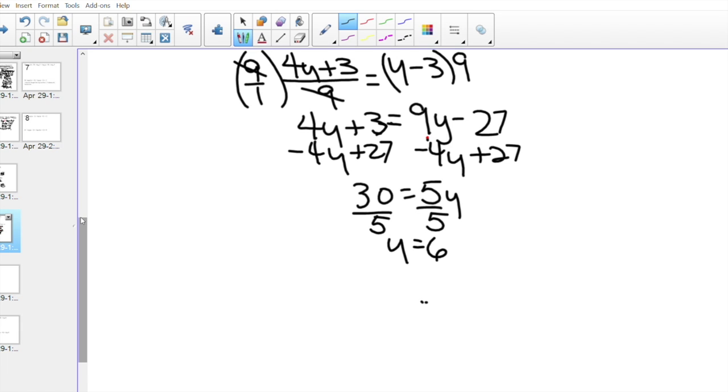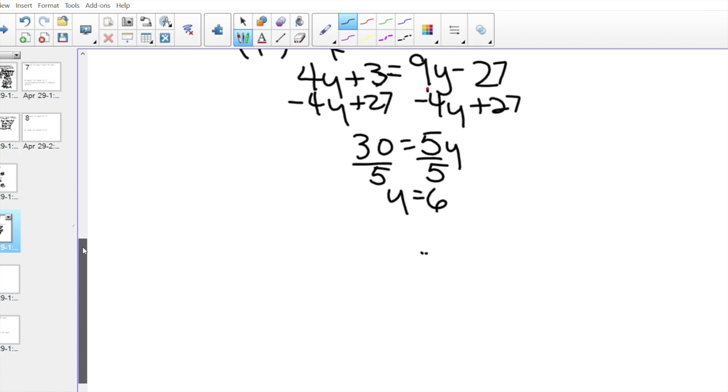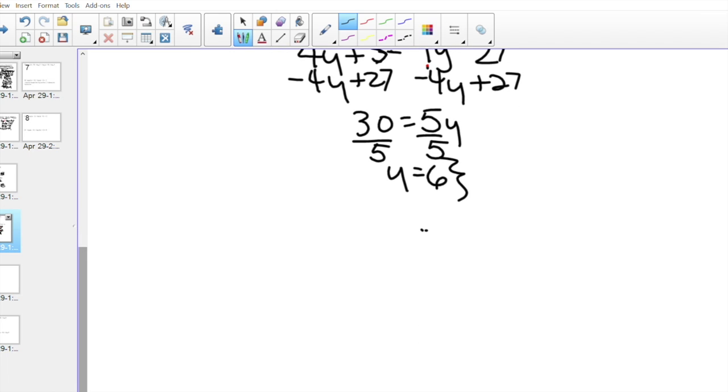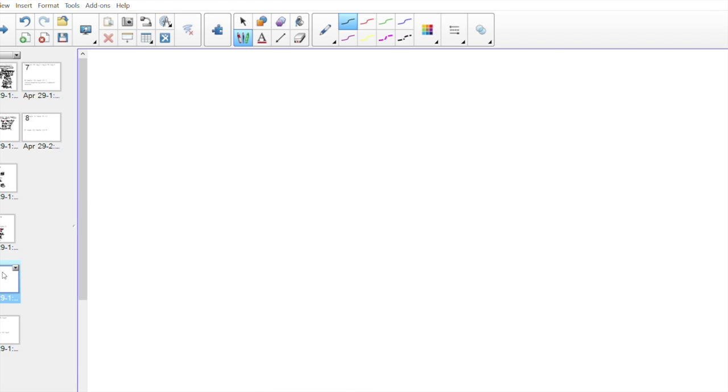Now you do have to check for extraneous solutions. And 6 take away 3 will not be a negative. You just cannot have a negative to find a log. So that is the conclusion of that number 14. And now, of course, that's division. Now remember, Mr. Napier said if you're subtracting logarithms, or in this case, if you're dividing logarithms, you were subtracting logs. Number 5.